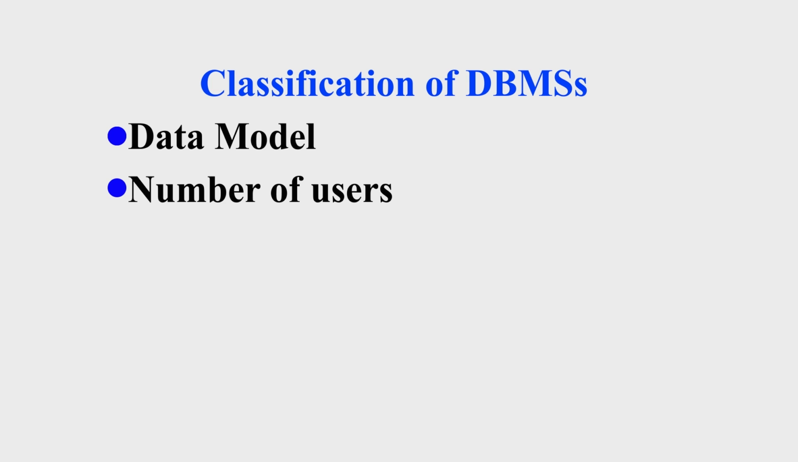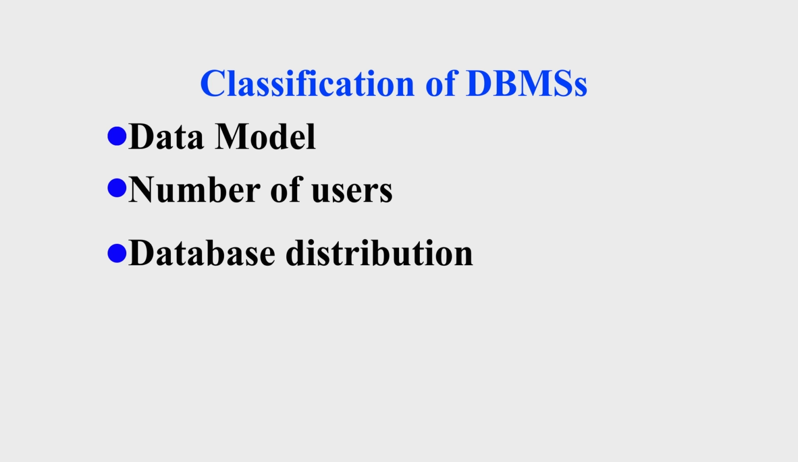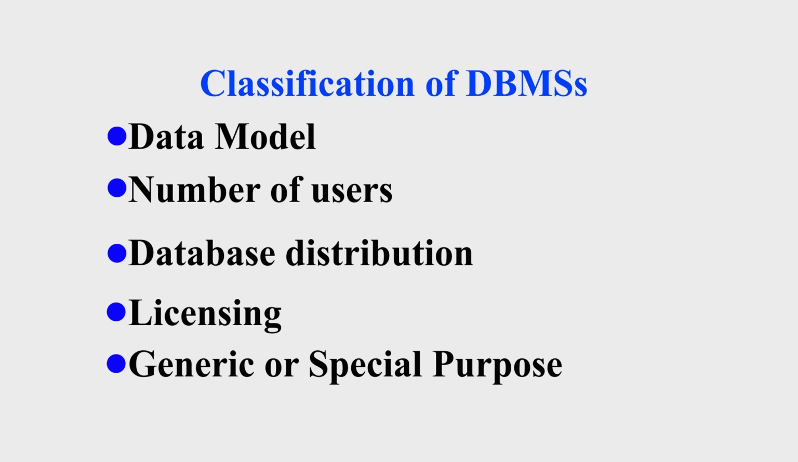Another way of classifying databases is the way the database is distributed. That means it's either a centralized database, situated in one place or in one office, or a distributed database. Another way of classifying a database management system is by license. It's either an open source database or a proprietary database. Finally, you can classify a database as either a generic database or a special purpose database.